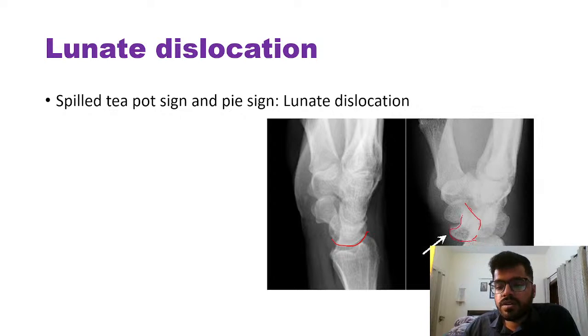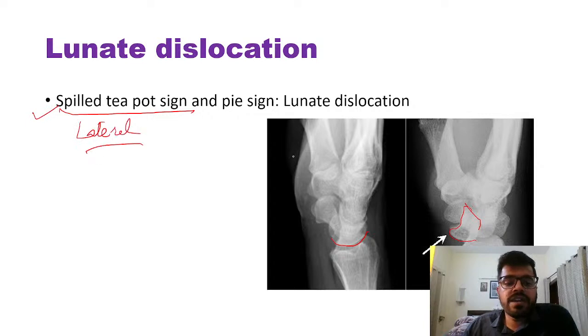This is the lunate. It looks like a spilled teacup. Spilled teapot sign is seen on lateral view. It looks like the pot has spilled. And on AP view, we see the pi sign.